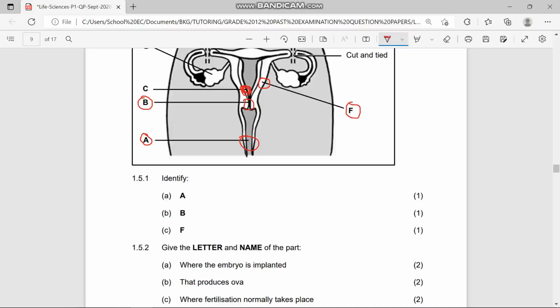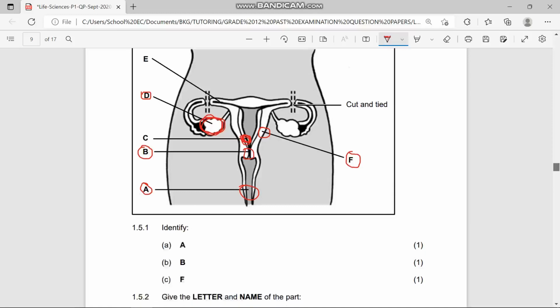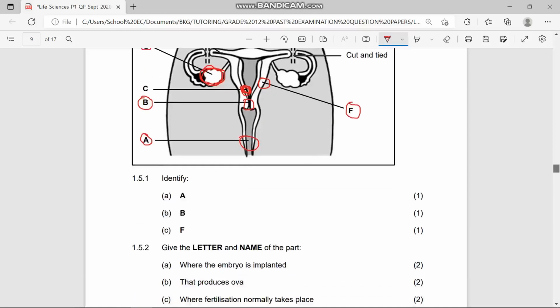Question B says where is the part that produces ova? The part that produces ova, you know, is an ovary. It's here. It's D, which is an ovary, that produces ova or ovum.